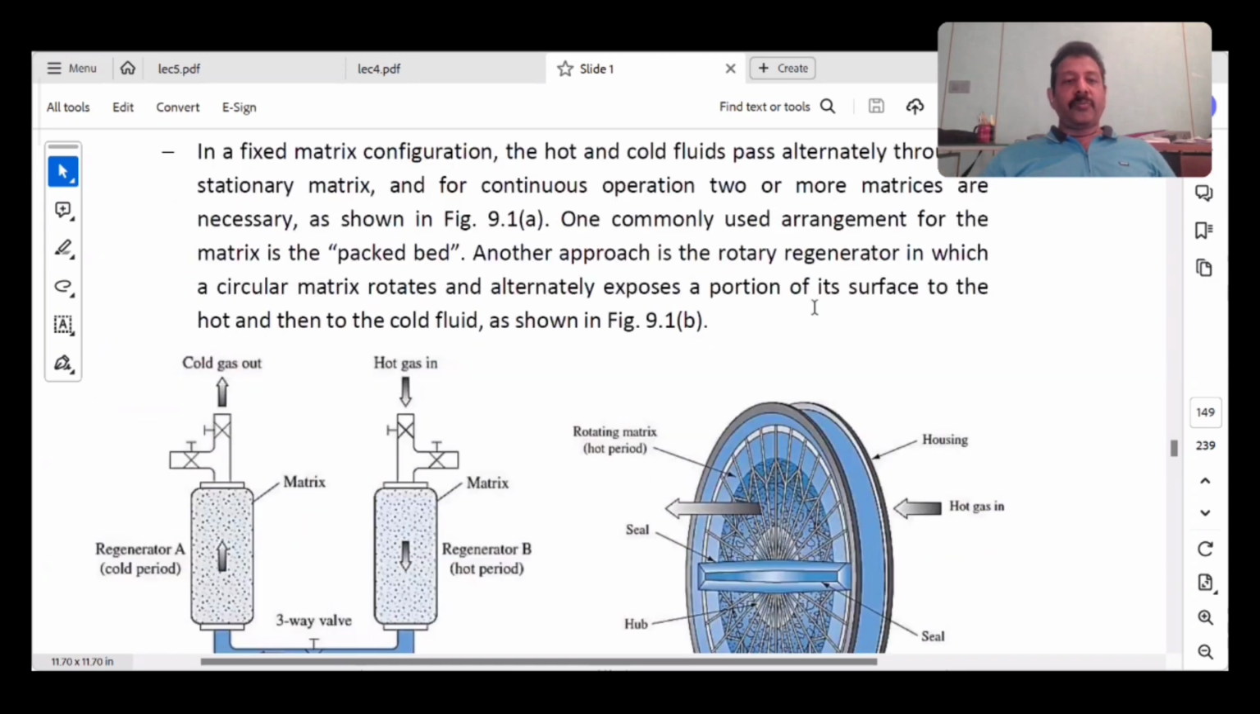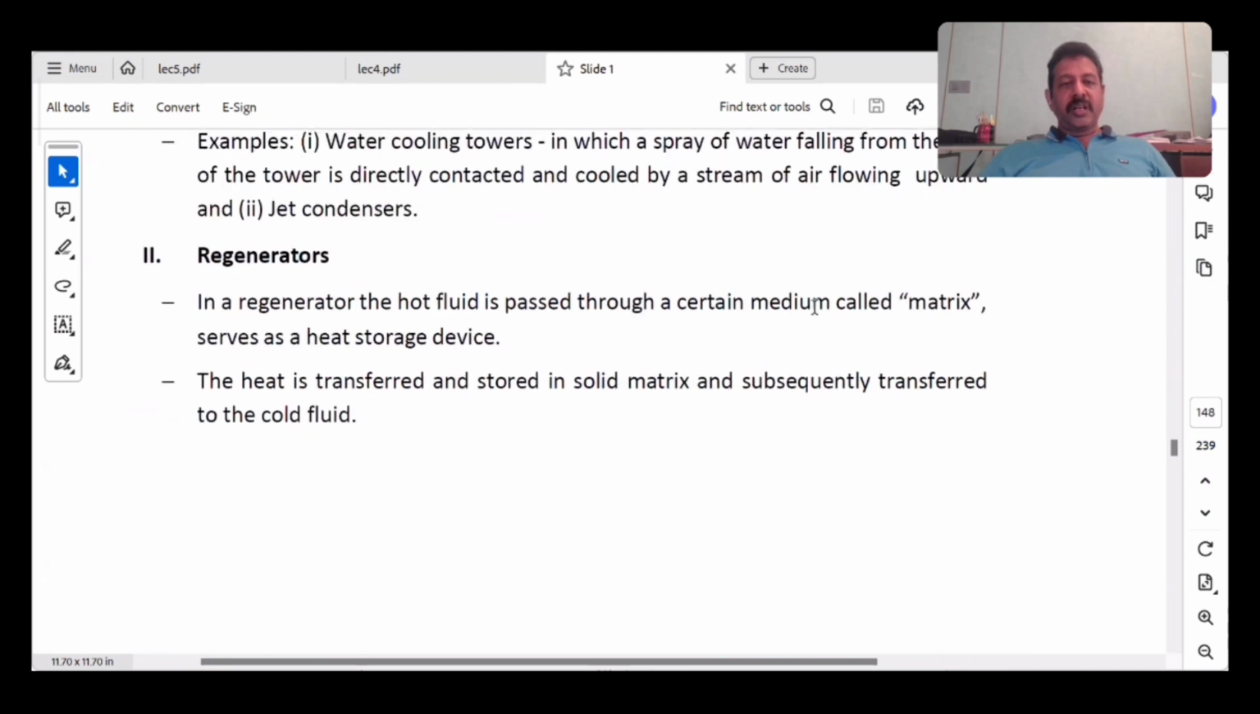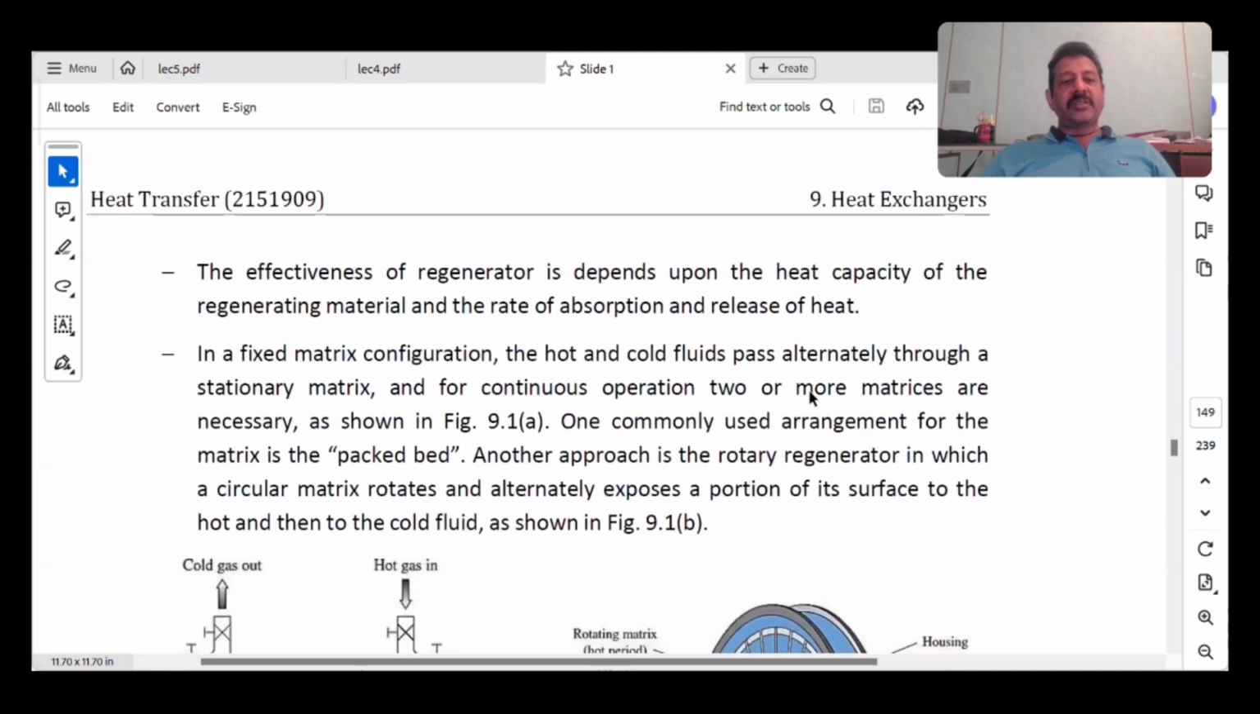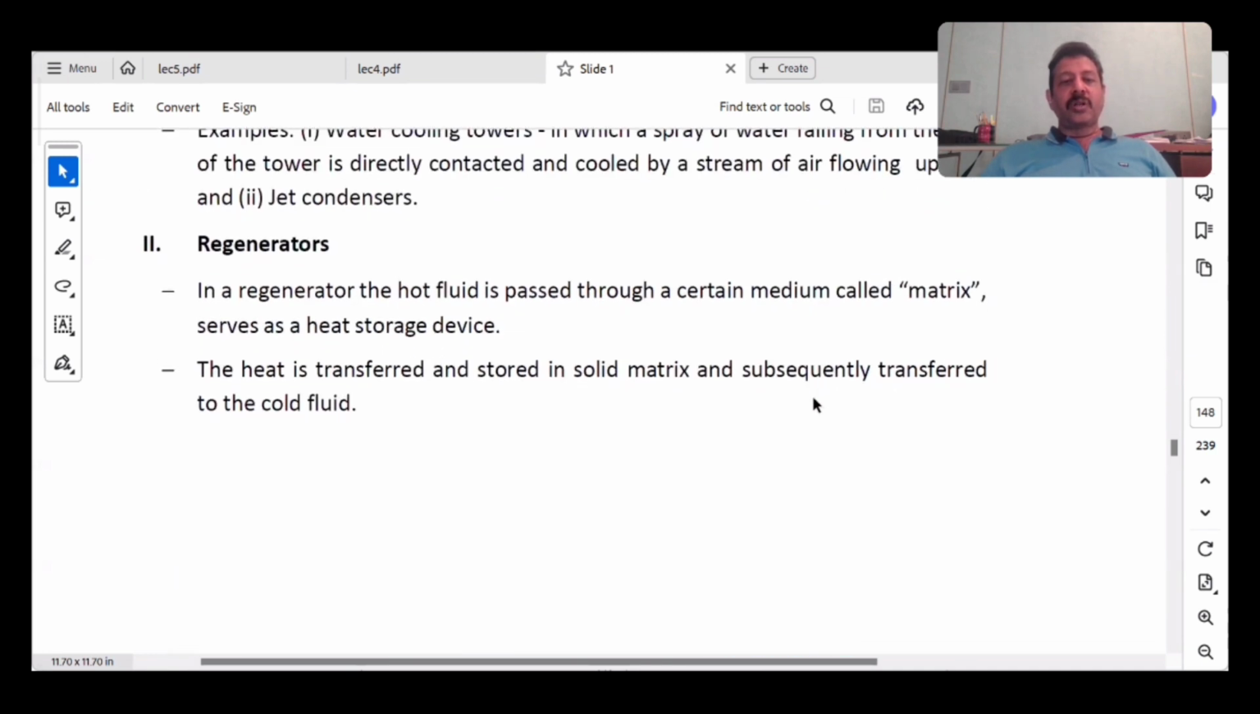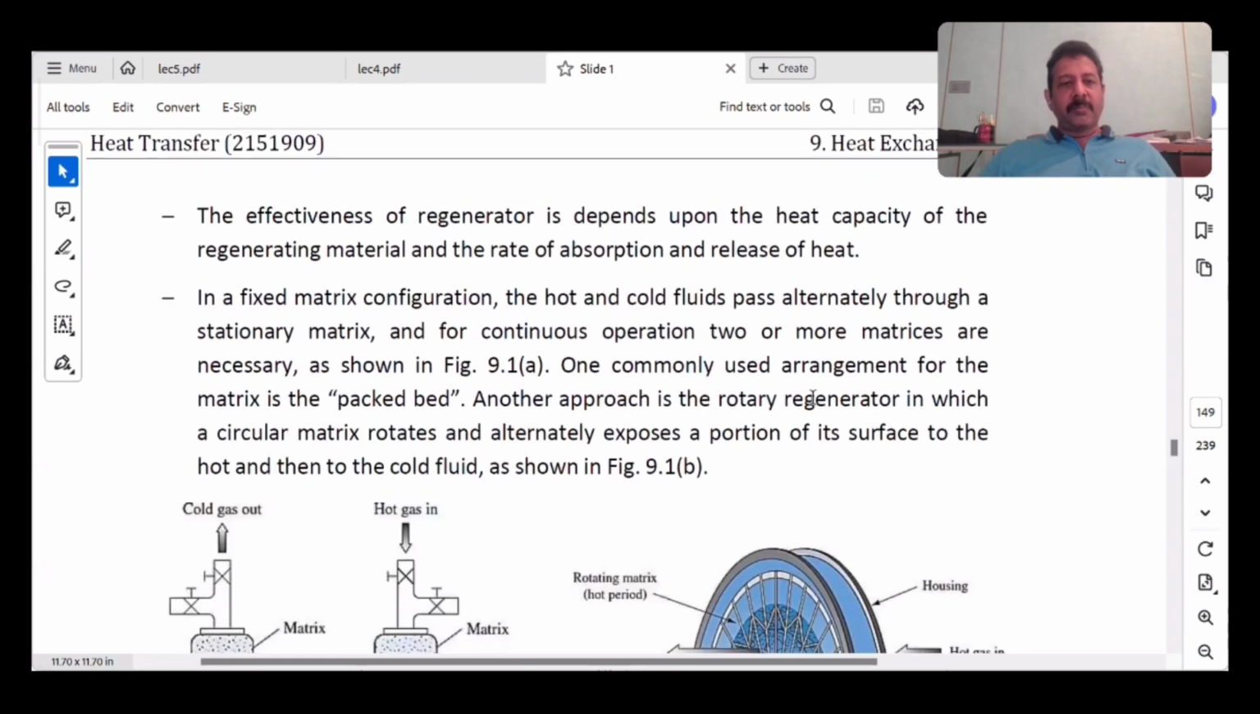So இது பேர் என்னன்னா இதான் regenerators. So alternative, in a regenerator the hot fluid is passed through a certain medium called matrix that serves as a heat storage device. The heat is transferred and stored in solid matrix and subsequently transferred to the cold fluid. So alternative, first hot fluid transfer பண்ணுவேன், and the heat will be retained by the matrix, honeycomb மாதிரி ஞாபகம் வச்சுக்கோங்க. Then I will transfer cold fluid, whatever the heat retained by the matrix will be transferred to the cold fluid. So alternate cycle ல இண்டஸ்ட்ரியில இந்த மாதிரி பண்ணுவாங்க.